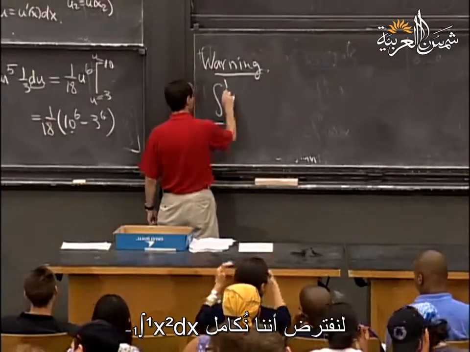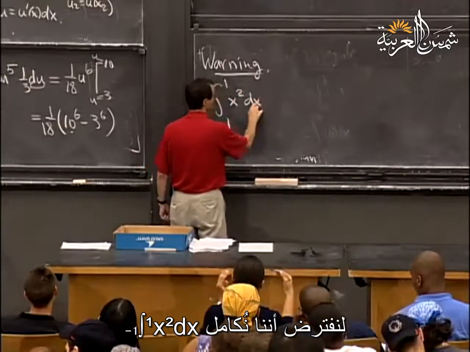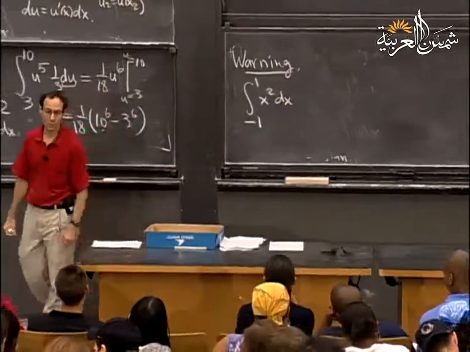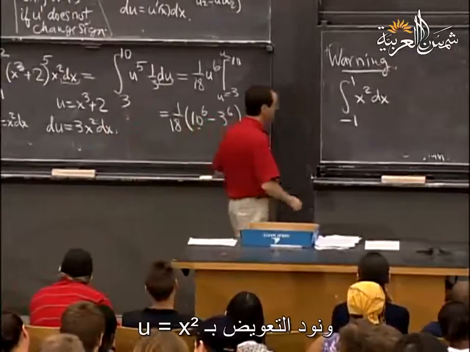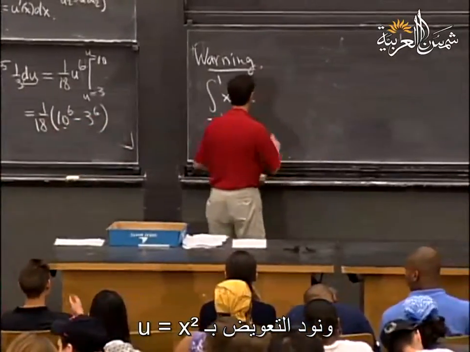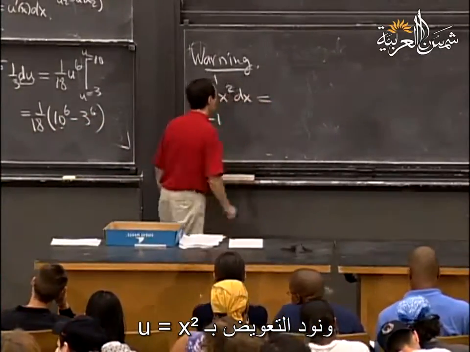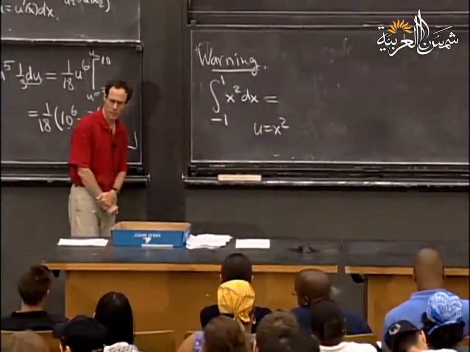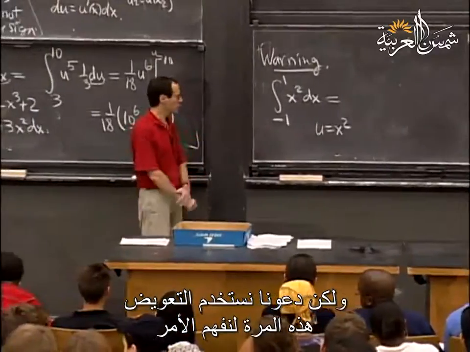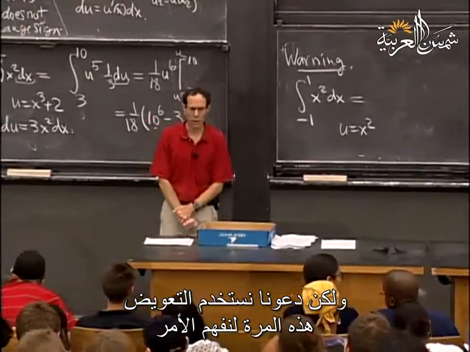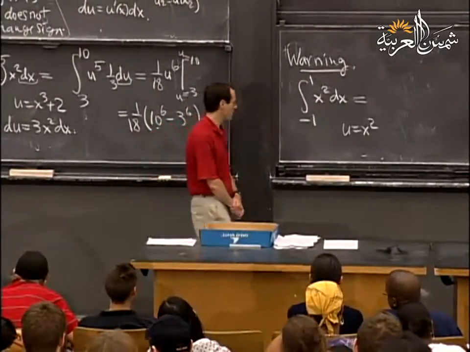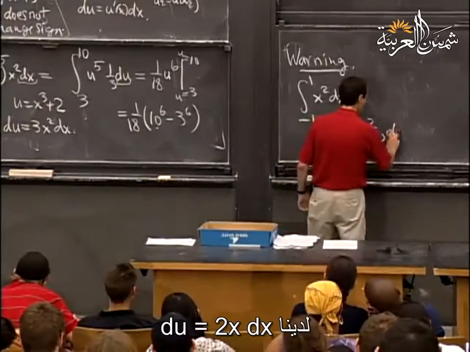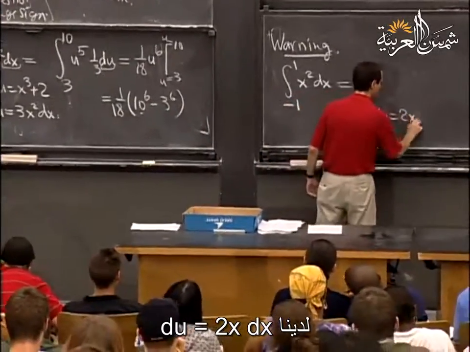Suppose you're integrating from minus 1 to 1 x squared dx. Here's an example. And you had the temptation to plug in u is equal to x squared. Now, of course, we know how to integrate this, but let's just pretend we were stubborn and wanted to use substitution. Then we have du is equal to 2x dx.